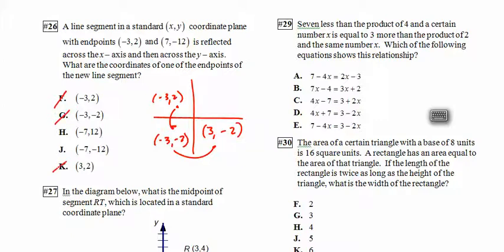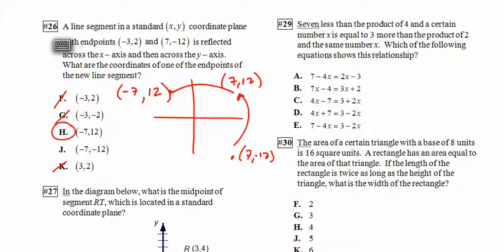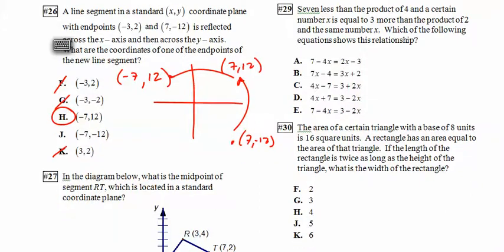Rats. Well, the good news is now we get to see if the other one will give us the right answer, otherwise we screwed that up. 7, negative 12 down here, reflected across the x. 7, 12. Reflected across the y. 12 over, no, 7 over, staying 12 up. Negative 7, 12. Hey, there it is. That's a tricky problem. Not really hard, just confusing.